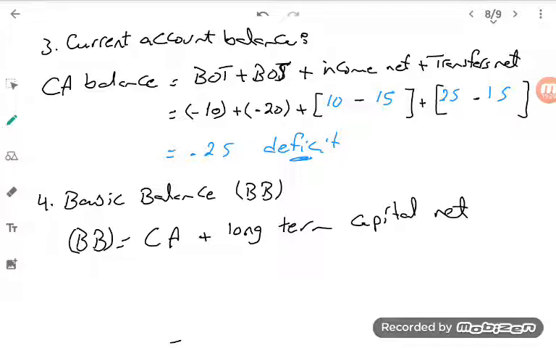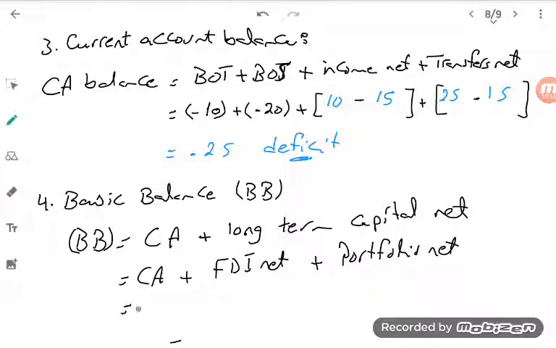Fixed assets are long term capital, and portfolio, as we said, is long term capital. So it is the summation of current account plus foreign direct investment net plus portfolio investment net. It's -25 plus foreign direct investment net, which means inflows minus outflows.